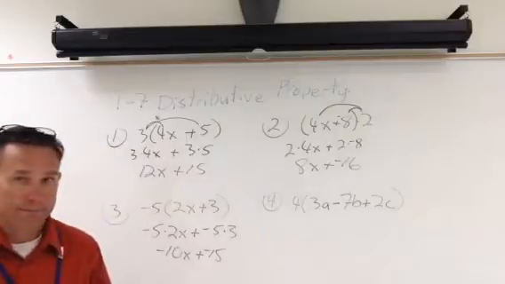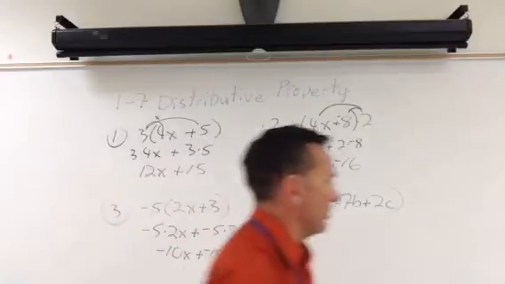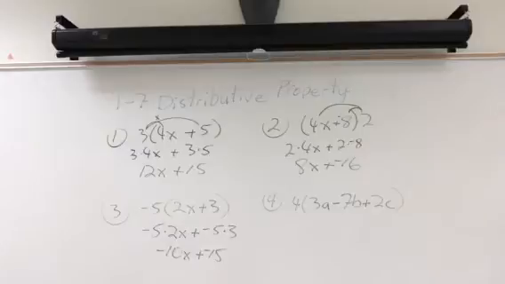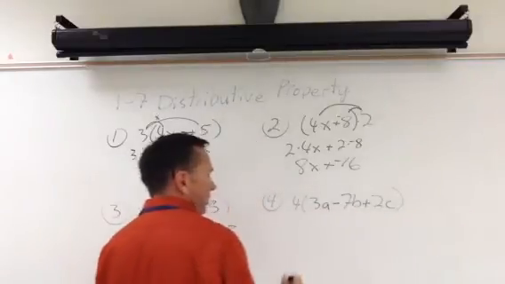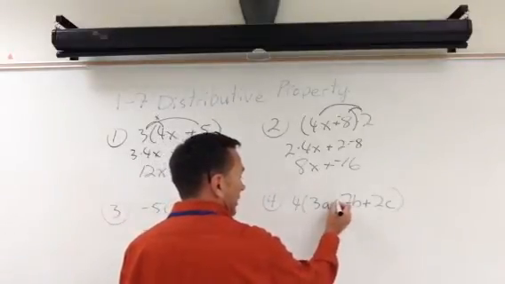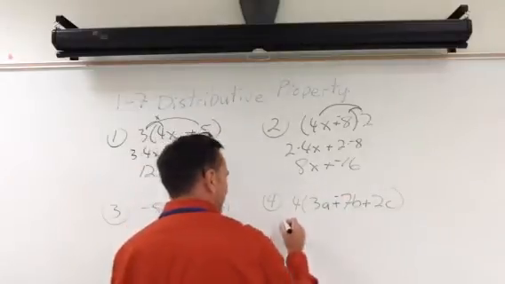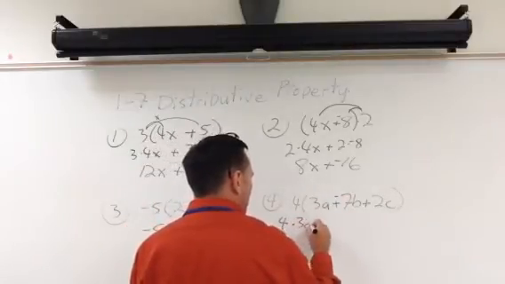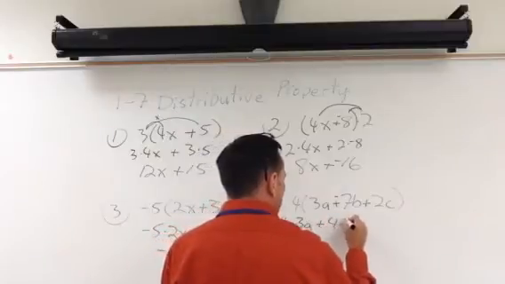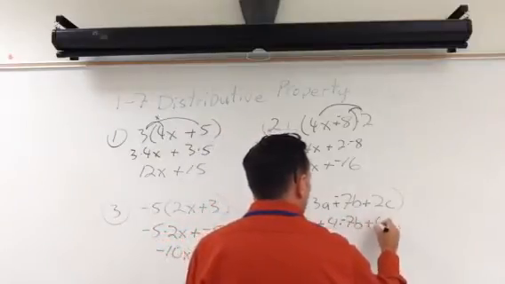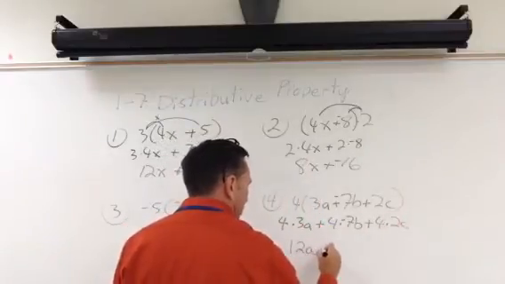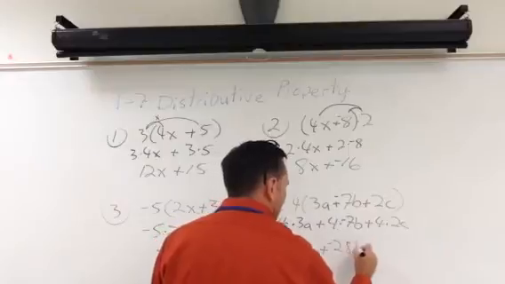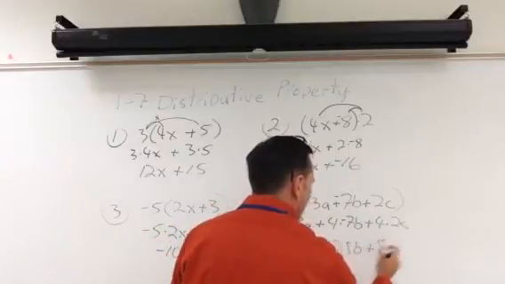We look at number 4. How many terms are involved here inside the parentheses? This time there's 3. So we have to multiply the 4 to all 3 terms. I have a subtraction here, so I change it to add an opposite. So 4 times 3a plus 4 times negative 7b plus 4 times 2c. And we end up with 12a plus negative 20b plus 8c.